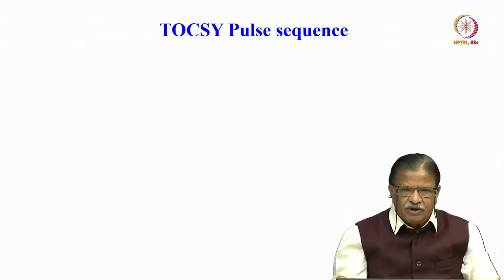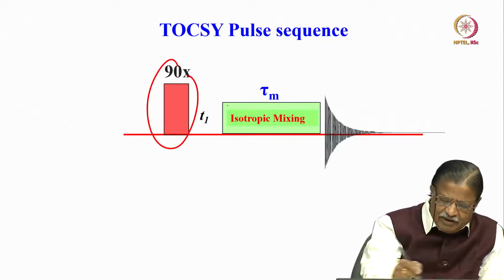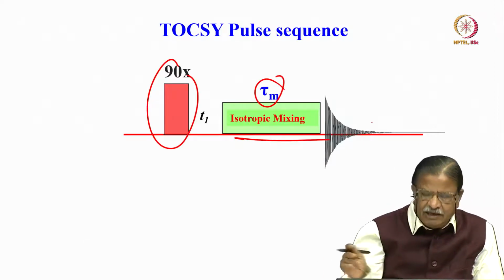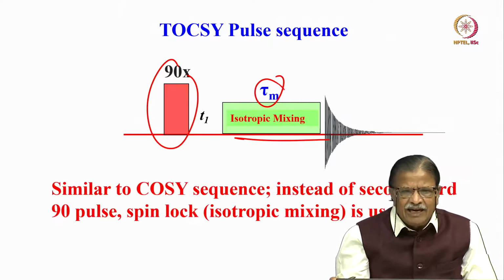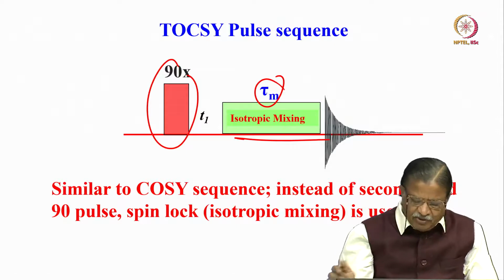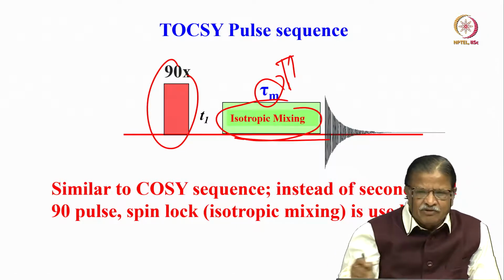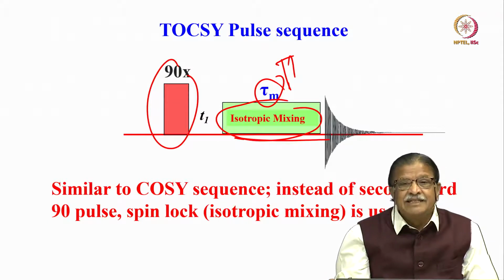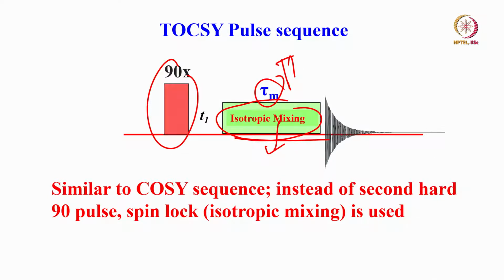So, what is a TOCSY pulse sequence? This is a simple 90, t1, isotropic mixing (TM) and FID. It is a very simple experiment and similar to the COSY sequence, but the only thing is that instead of the second 90 pulse you are going to have a broad isotropic mixing pulse. It is called a spin lock pulse. It is used for isotropic mixing, called spin lock. The pulse width could be of the order of several milliseconds.